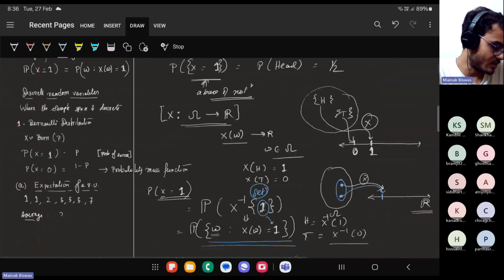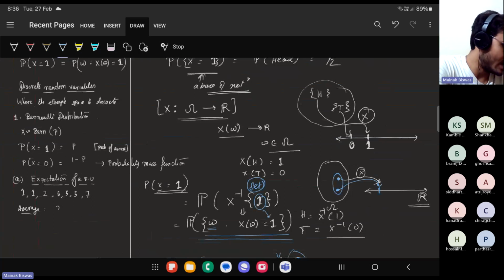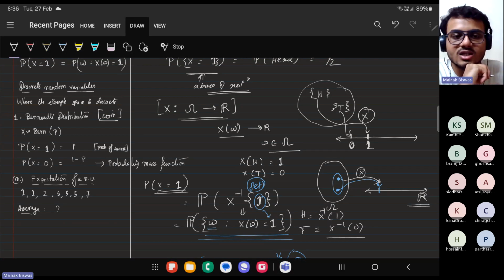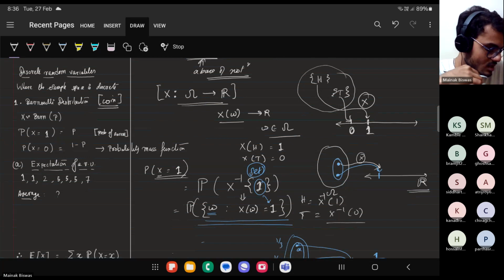Okay, so let us take one example now, like things that we normally do. The first one is called the Bernoulli random variable, or a coin toss. This is equivalent to a coin toss. And for the time being, we are considering only discrete random variables. That is, the values of the codomain set are only discrete numbers, not real numbers. They can be only integers, right?